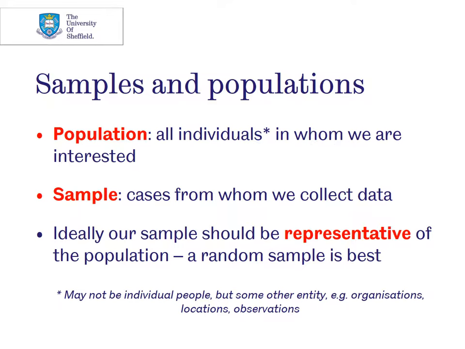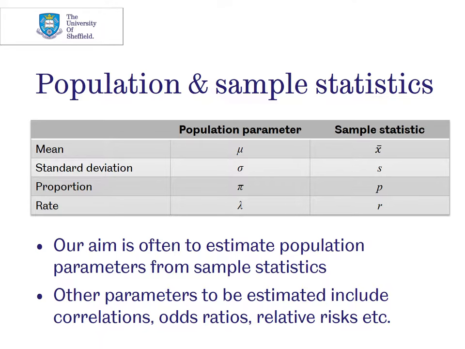What you see on this slide is a set of possible things we might be trying to estimate in the population: the mean, standard deviation, proportion, rate, and others are possible as well, things like correlations, odds ratios, relative risks, all things that we might be trying to understand in the population. And in the table, we see that there are four of these I've given, which have a population parameter, that's the thing we're trying to estimate, which is denoted by a Greek letter. Mu for mean, sigma for standard deviation, pi for proportion, and lambda for rate. Although those Greek letters don't particularly matter too much, you will see them used sometimes for that purpose.